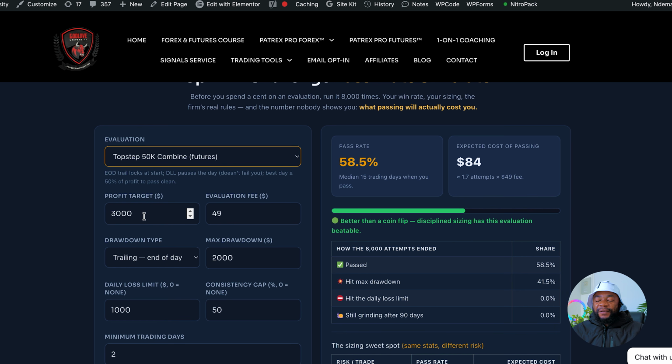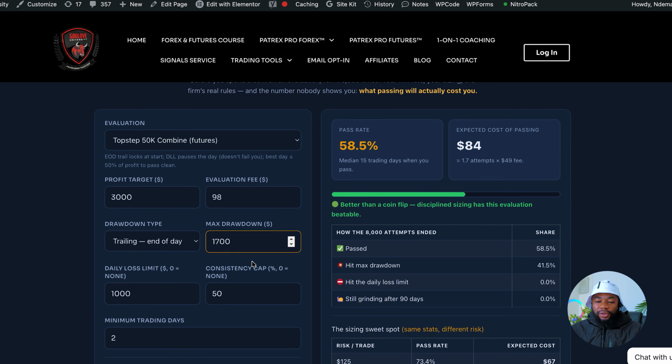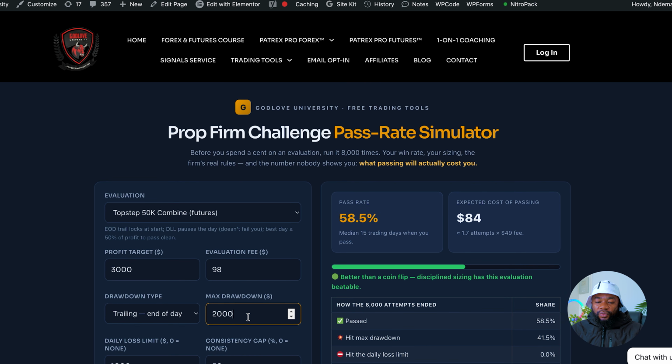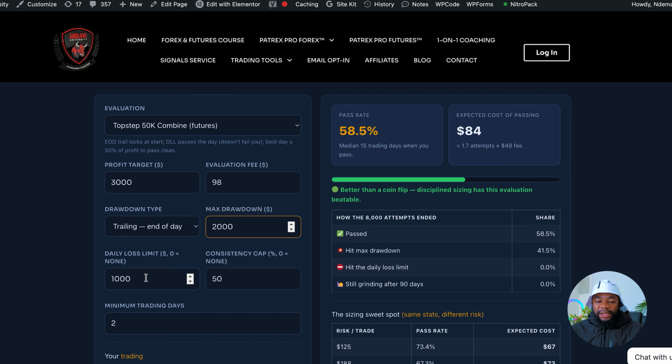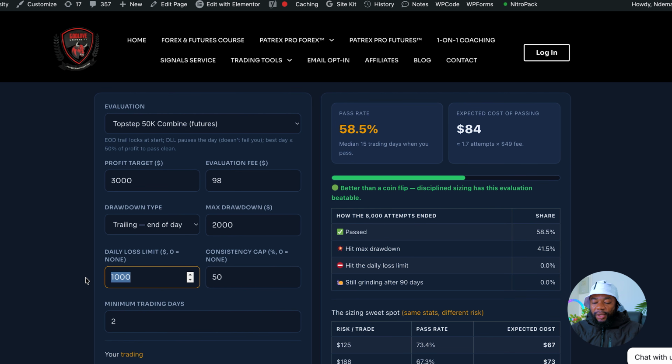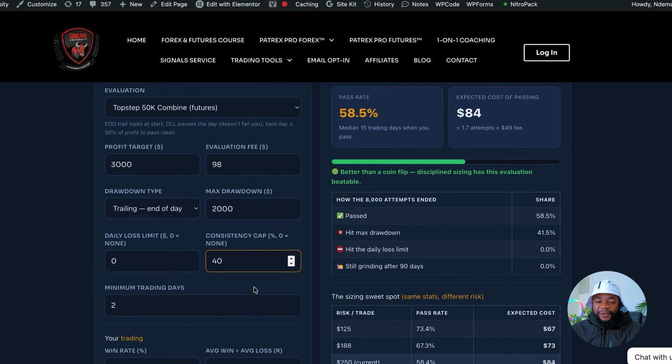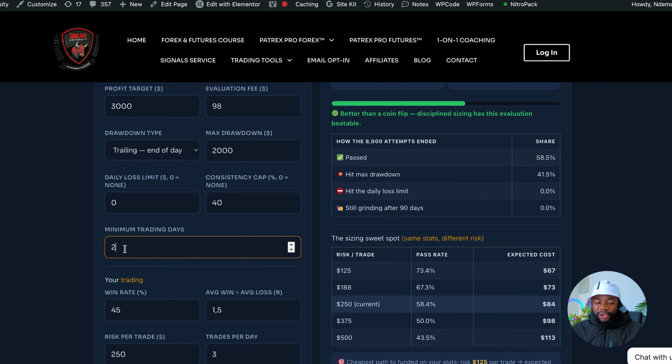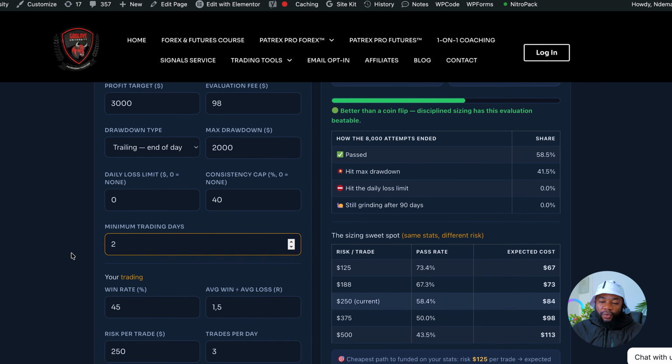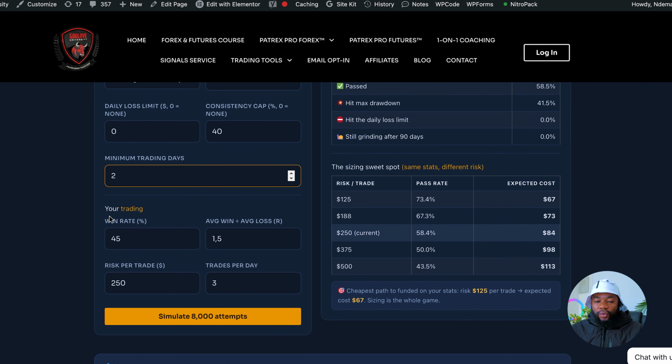If you are trading with a 50K prop firm account with TopStep, the profit target is $3,000, right? And the evaluation fee you're going to spend for a 50K account is about $98, right? And then trailing drawdown is end of day, maximum drawdown, you can see it's 2,000. And daily loss limit, they don't have any daily loss limit, so let's just put 0. Consistency rule is 50%. Since they have a 50% consistency rule, the minimum trading days is 2.